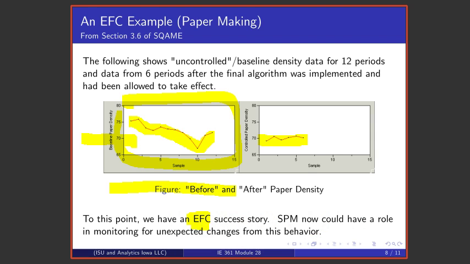To this point, there's nothing about this that has to do with control charting. But now, with this being what's expected, one might set up a Shewhart control chart on the output of this process and monitor for unexpected things like a clog in the feeding mechanism, or just some kind of effect of a change in raw material. That is, to this point, it's an EFC story. Statistical process monitoring only takes over at this point.